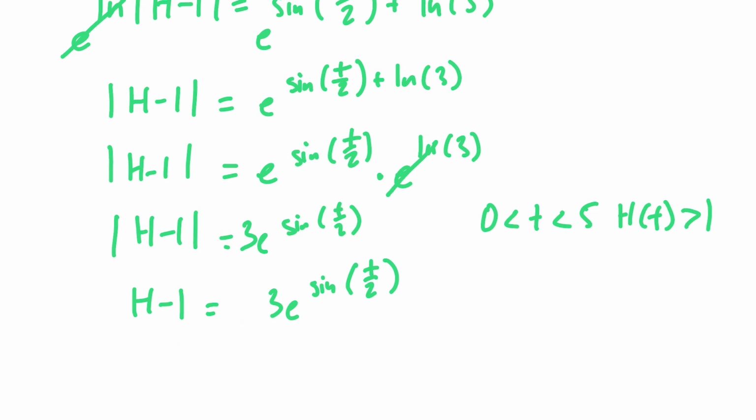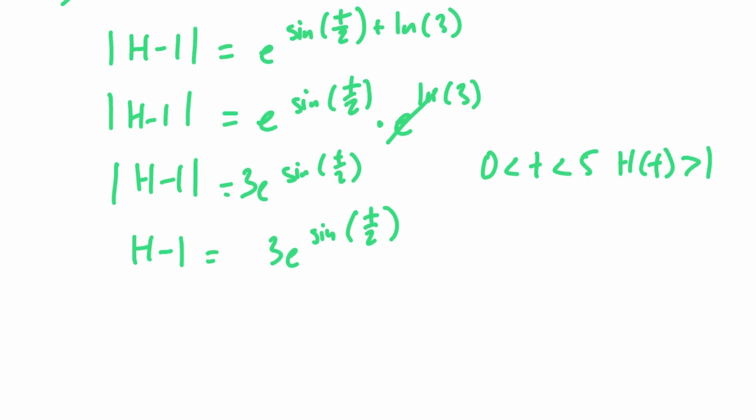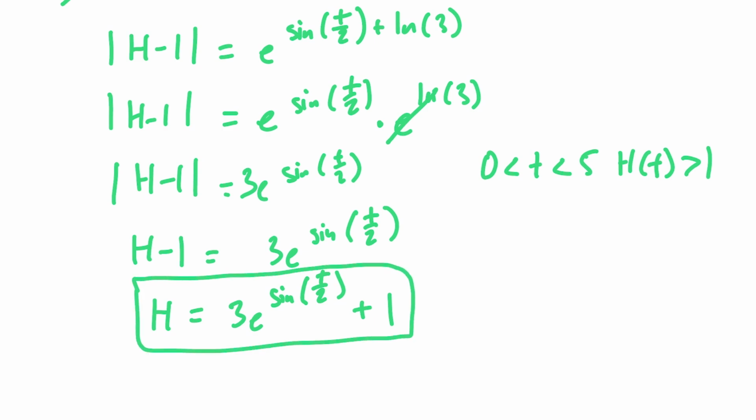Now things are a lot more simplified. We have just one more step, and then we finally have it in terms of h on one side and all the t and other stuff on the other side. So add 1 to both sides. We have h is equal to 3e to the sine of t divided by 2, plus 1. And this is our final answer for this problem.